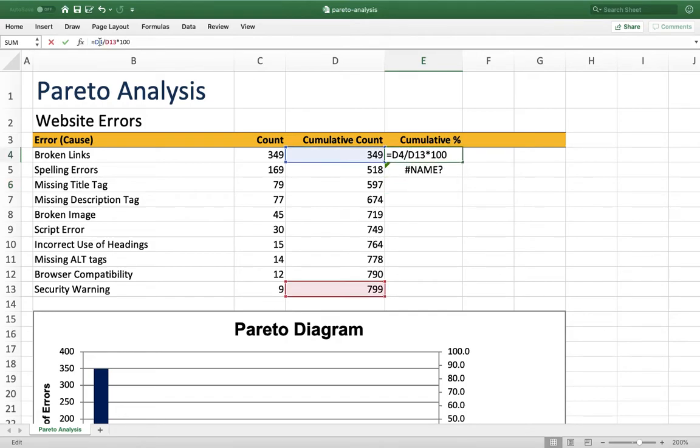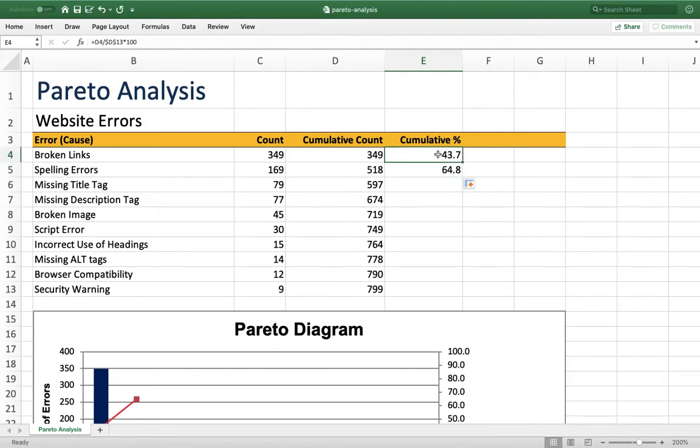We want to lock in the red box, which is D13. So I put dollar symbols at the front of both. I'm sure if I just put dollar symbols at the front of the 13 it would work, but it'll work regardless. Let's scroll down now and see what happens.